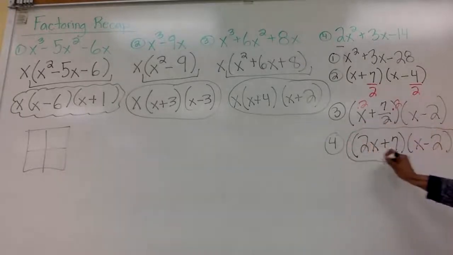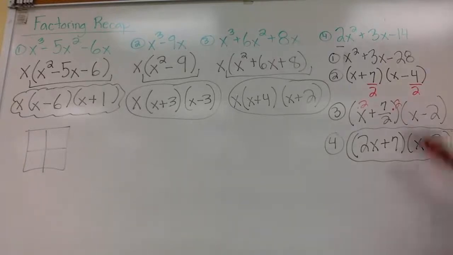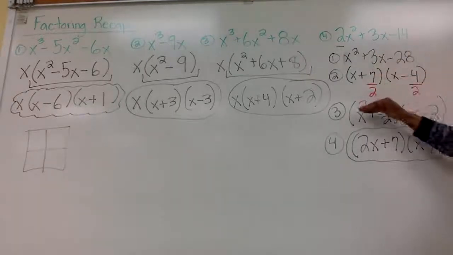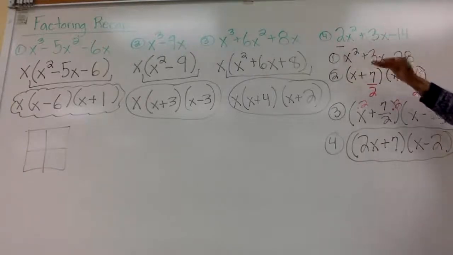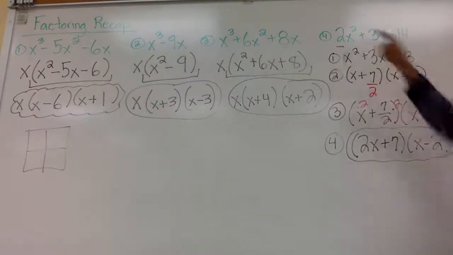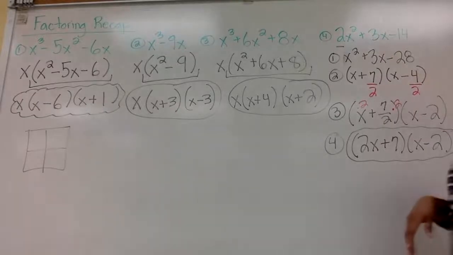And if I were to multiply this all out using the box method or distributive property, it is going to give me 2x squared plus 3x minus 14. You only do these 4 steps if there's a different coefficient in the front other than 1. Again, you only do these 4 steps if the number in the front is something other than 1.